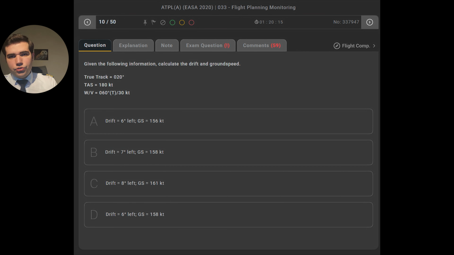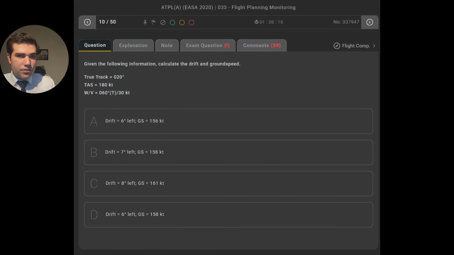Another solution, and the faster way, is with the calculator. But it doesn't work well here because we have the true track, not the true heading. If you have true heading in your other questions, it is a really faster way and it will help you a lot. As we know, from true track to wind direction is 60 degrees, so we have a 40 degrees difference. When you're working with the ground speed, you have to work with the cosine. And if you're working with the drift, you have to work with the sine.